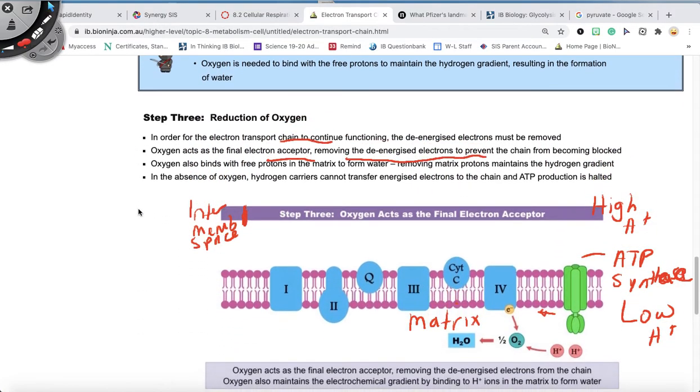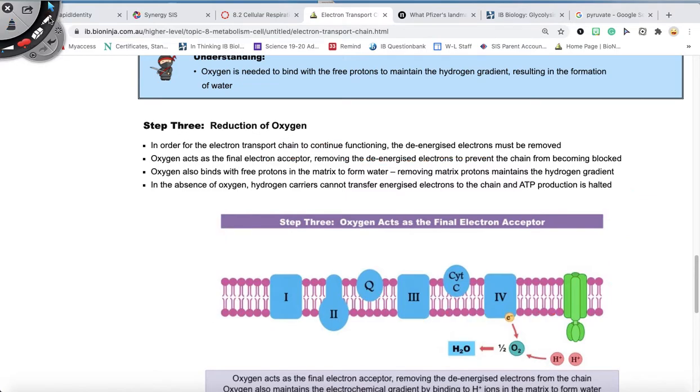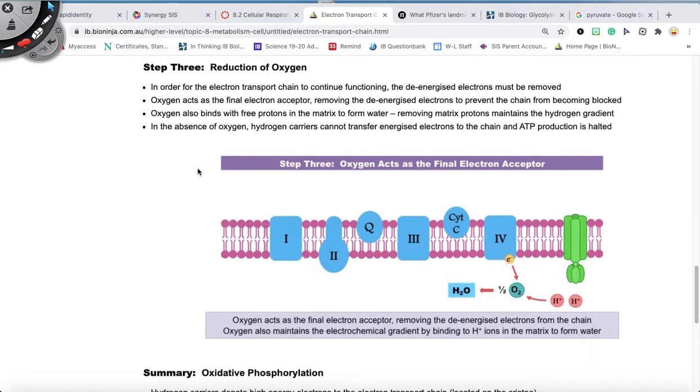Step 3 talks about the role of oxygen in this process. Oxygen is needed to bind the free protons to maintain the hydrogen gradient, resulting in the formation of water. So let's look at how this is happening. Here we have step 3, which is the reduction of oxygen. In order for the electron transport chain to continue functioning, the de-energized electrons must be removed. So oxygen acts as the final electron acceptor.